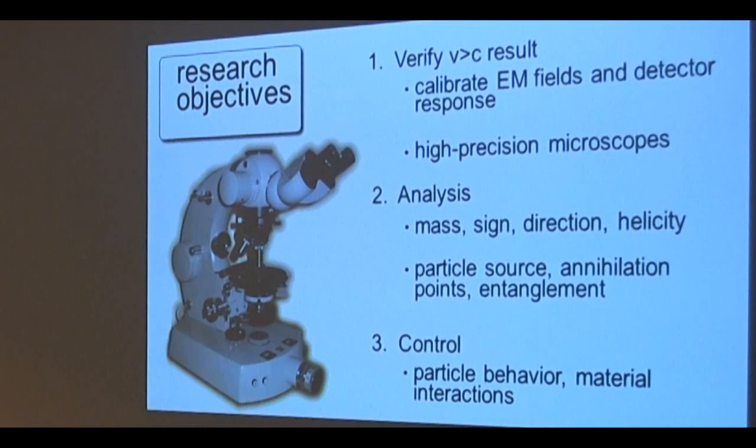And there are suspected annihilation points at these two-tailed vertexes that we pointed out before, and also suspected entanglement, or highly correlated particles. And then we want to see if it is possible to control these particles. So we control the particle behavior, and we're also interested in material interactions. It's very interesting to note about the palladium deuteride, how it's a semiconductor showing particle tracks.